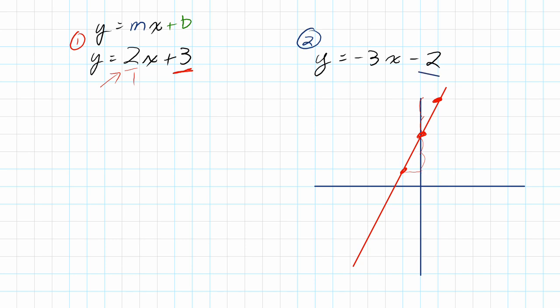This one has negative 2. So our y-intercept is negative 2. We go down 2 and plot our point. And then what's our slope? We turn it into a fraction. It's negative 3 over 1. So we go down 3. 1, 2, 3, and over 1. And then we do the opposite. Up 3. 1, 2, 3, and to the left 1.